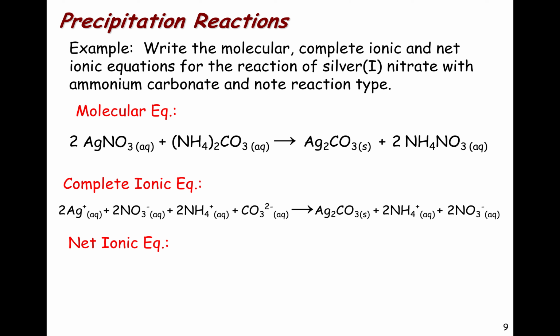And so at this stage, we can look for what are the spectator ions. Turns out both ammonium and nitrate are spectator species, and therefore we can cancel them out of the reaction, leaving behind the species that will appear in the net ionic equation. And so 2 silver ions plus carbonate will produce silver carbonate as a precipitate.